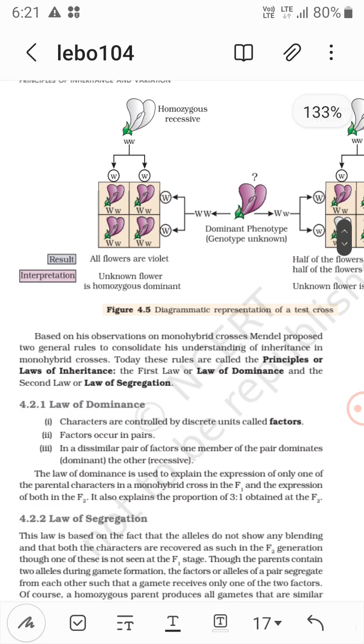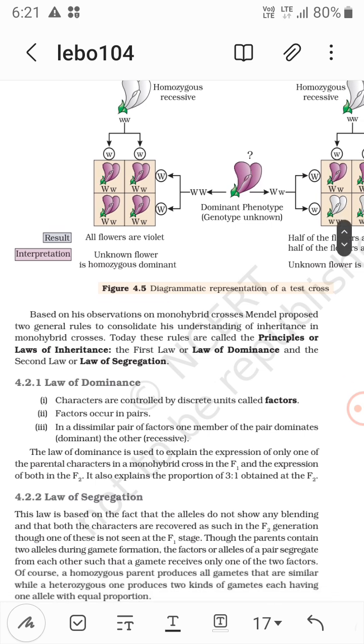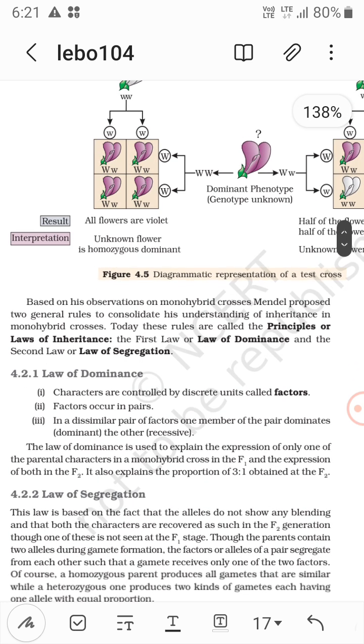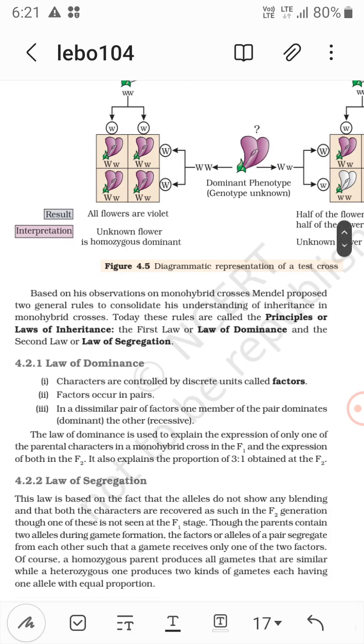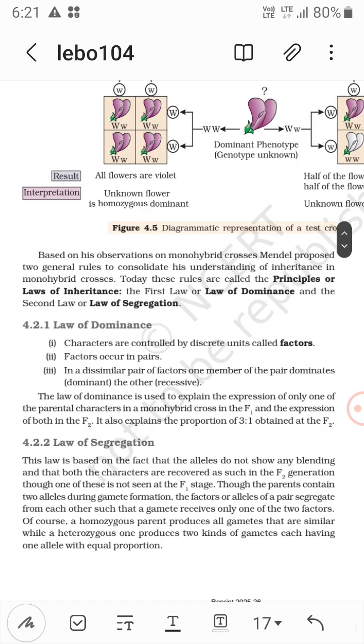So based on the observation of a monohybrid cross, Mendel proposed two general rules to consolidate his understanding of inheritance in a monohybrid cross. Today these rules are called the principles or laws of inheritance. So, principles or laws of inheritance: the first, the law of dominance, and the second, the law of segregation.